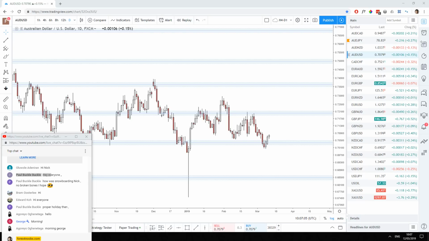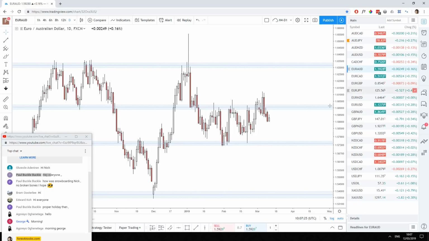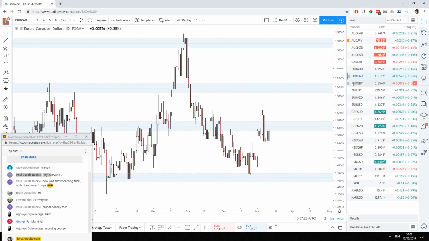Yeah, I don't see anything on the forum about long on AUDUSD. Fair enough. Well, that's fine. It's not a great setup anyway, but there's nothing really happening here right now. CAD CHF, nothing much going on. EUR AUD, nothing much going on.